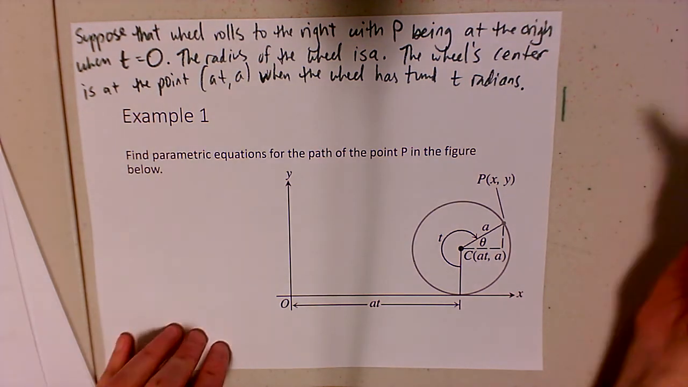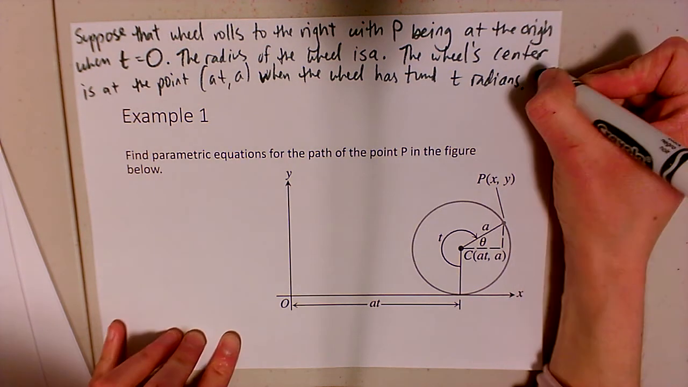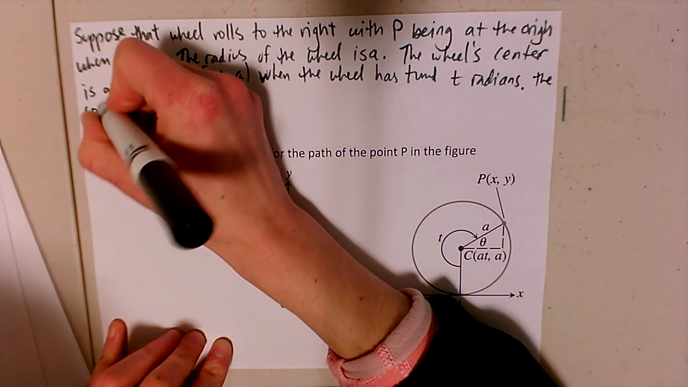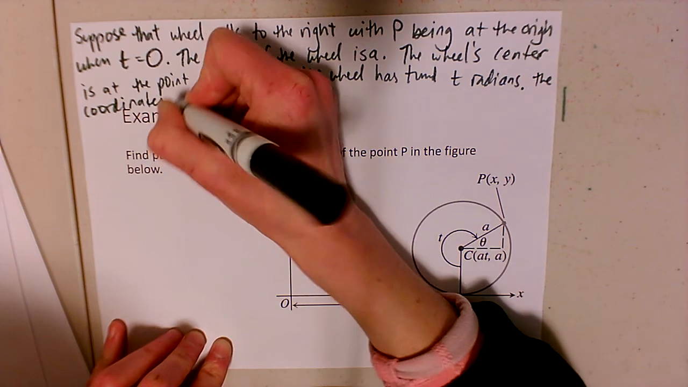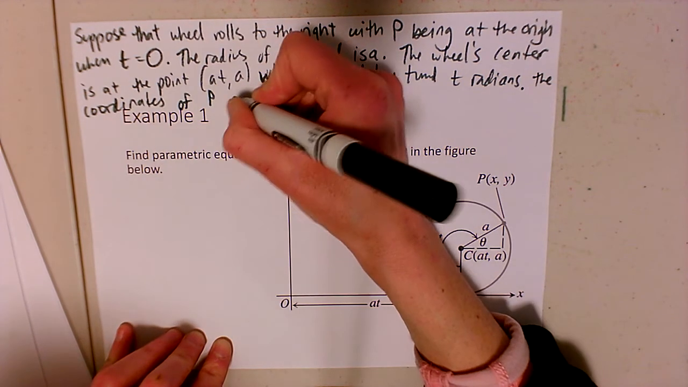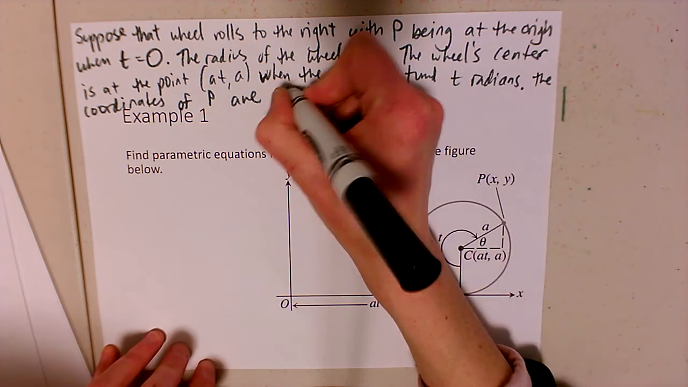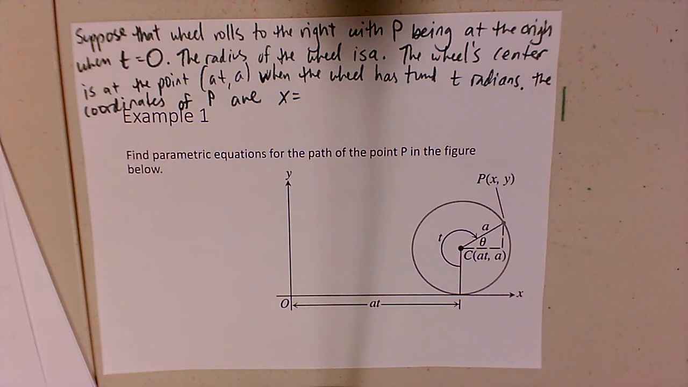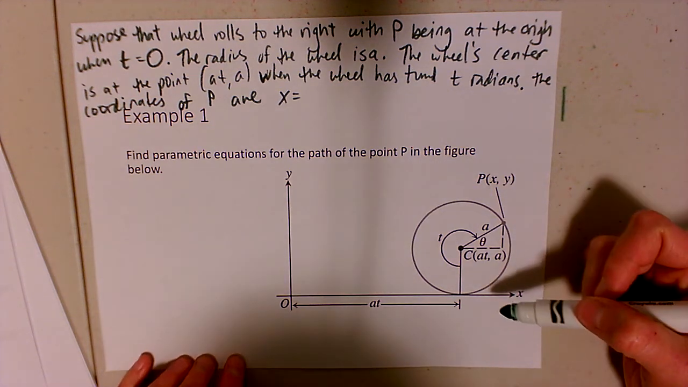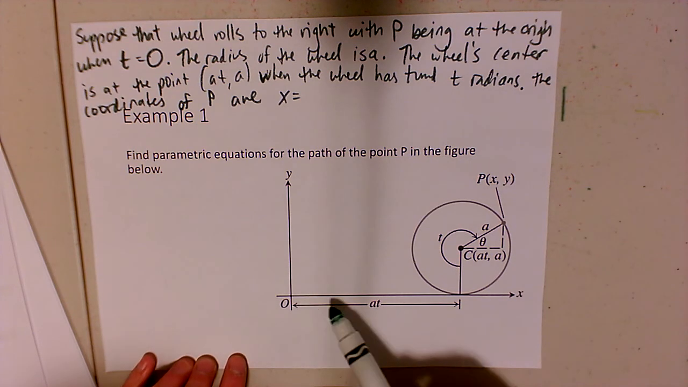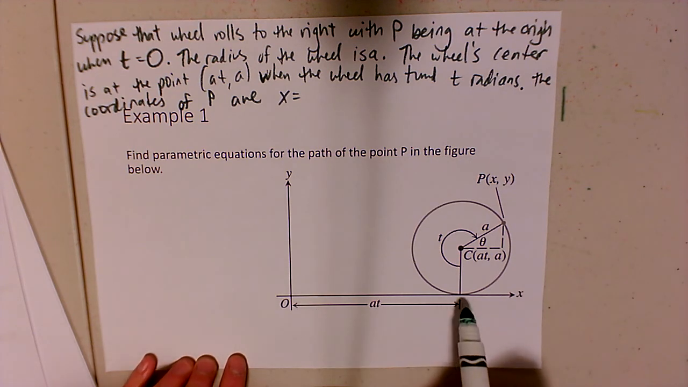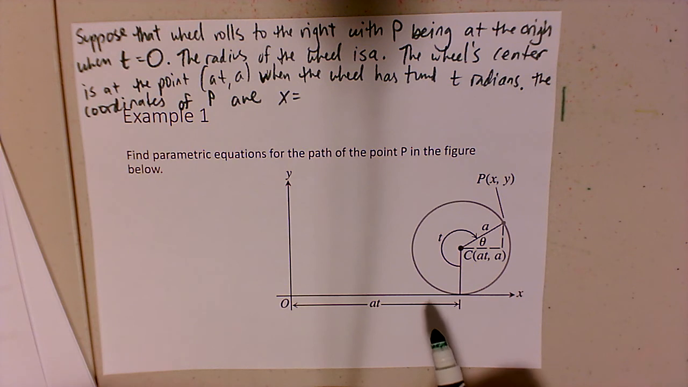And so the coordinates of P, the coordinates of our center, are going to be, so we need a value for x and we need a value for y. Now, the coordinates of point P, well, if you think about the horizontal distance, it is AT away from the origin, but it would be nice if we had some kind of formula that we could use to find our distance from the origin no matter what.